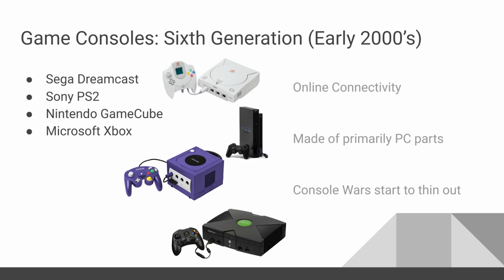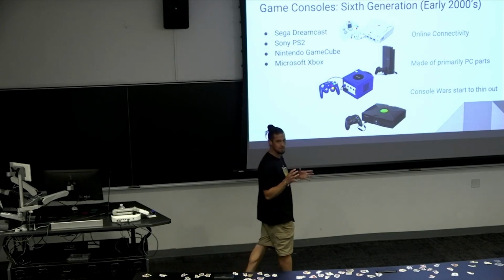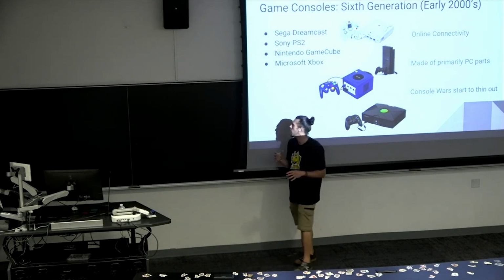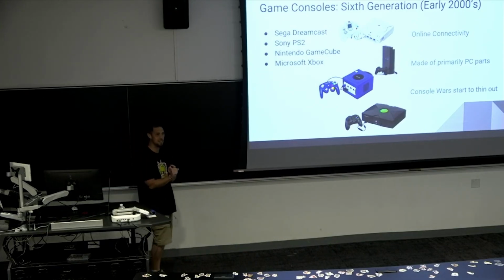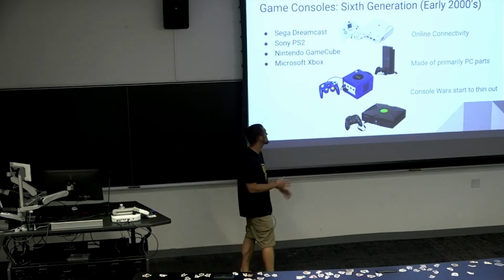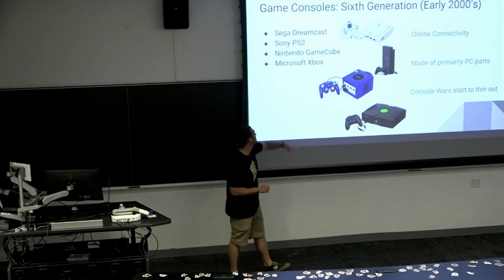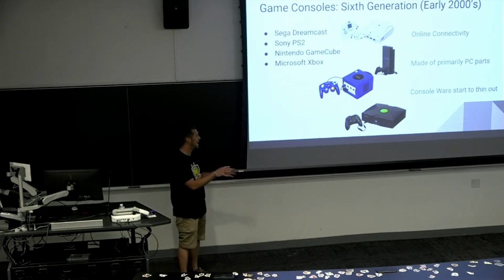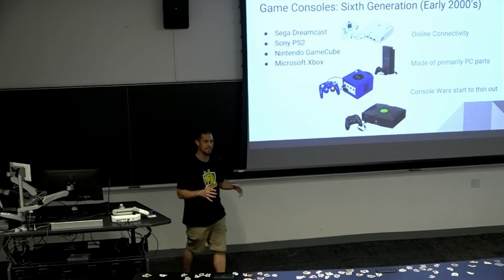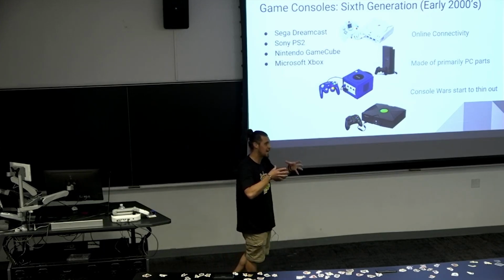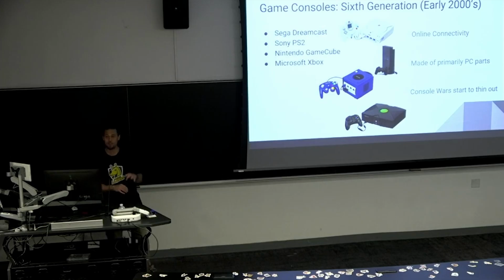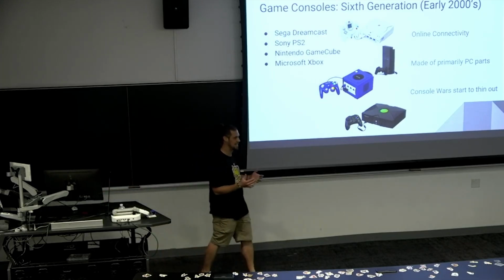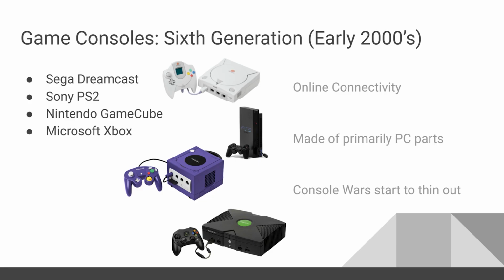In the 6th generation of consoles, you get the Dreamcast, which more or less is a death blow for Sega, which is unfortunate because it was just ahead of its time. It was the first console with online connectivity, which fell under the radar, which is kind of sad. You have Sony with the PlayStation 2, Nintendo with the GameCube, and then Microsoft enters the race. This is the last generation where the big four, as I like to call them, are duking it out, and only three of them survive this battle: Sony, Nintendo, and Microsoft.